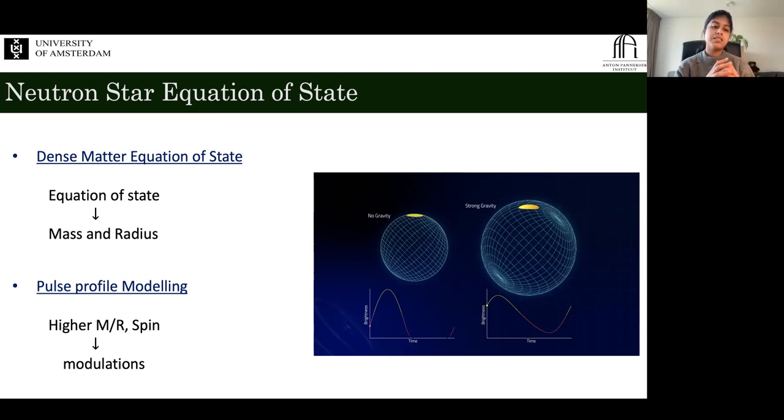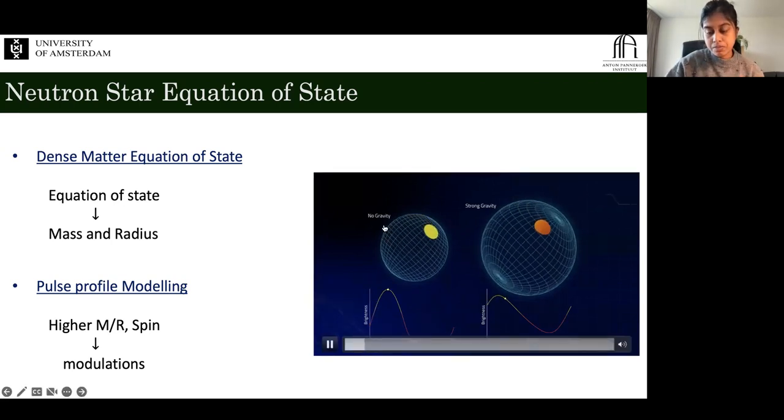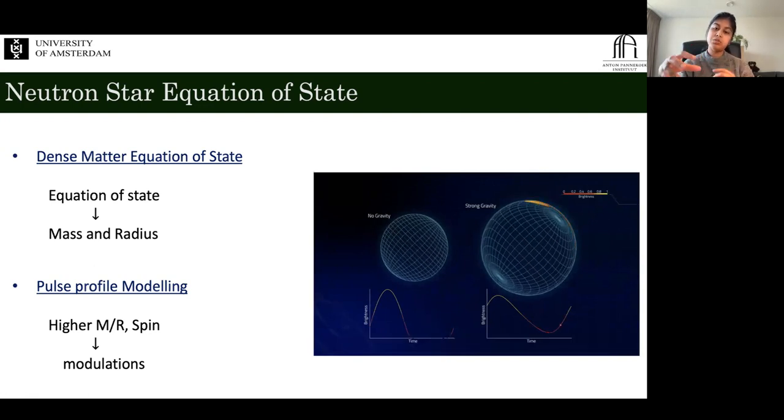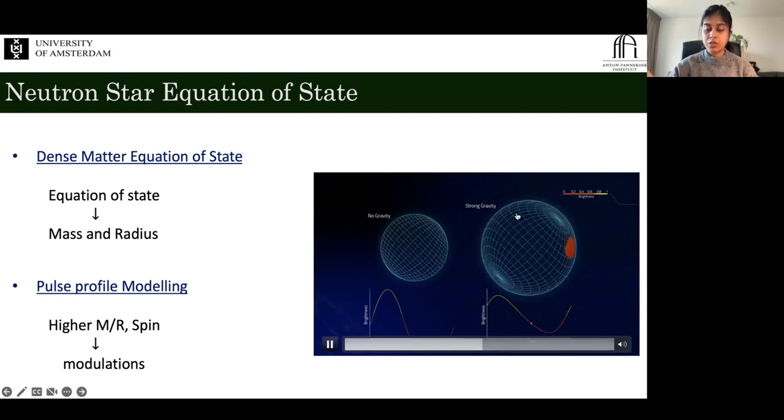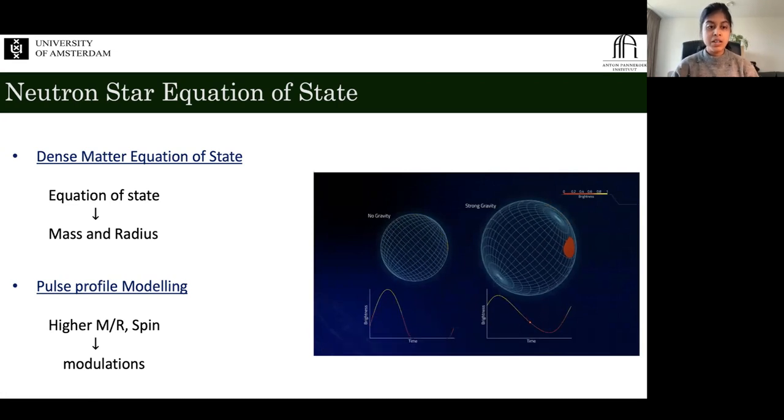This pulse profile modeling technique exploits the fact that the emission from the surface of neutron stars is modulated due to general relativistic effects. So in the movie here, on the left, you see the brightness as a function of time as the neutron star rotates in the presence of no gravity. And on the right, you see the modulation in the emission that you see from neutron stars in the presence of strong gravity. So let's get into a bit more detail on how the pulse profile modeling technique actually works.